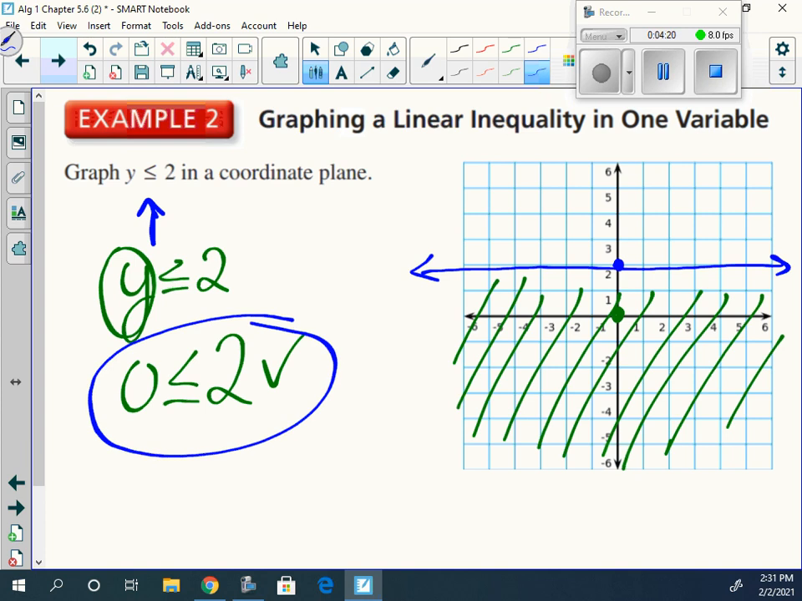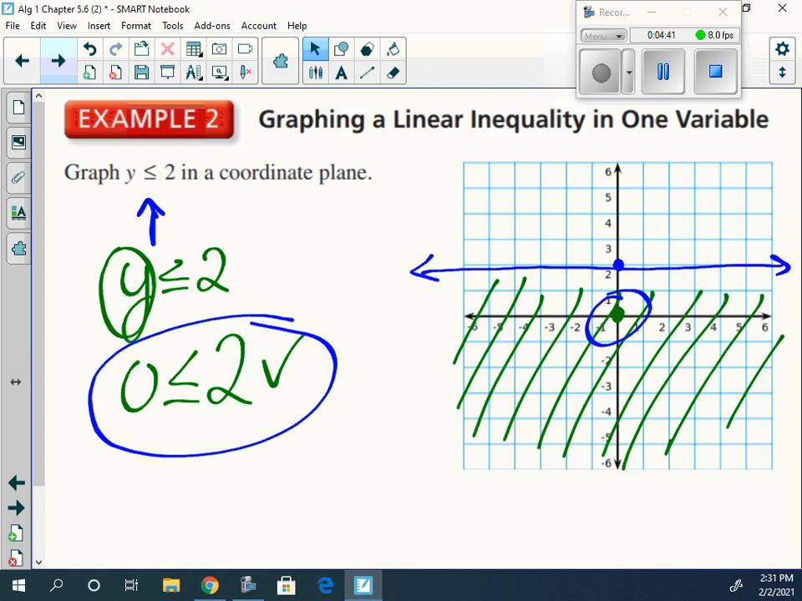Any point down here is going to be true, because that's where the point we checked is. If it was greater than 2, then it would have been at the top. I picked 0 because we need to check a point. So I need to check a point above it or below it.